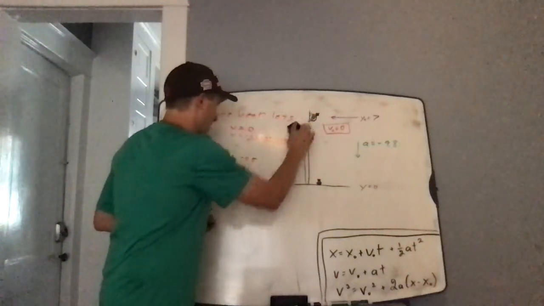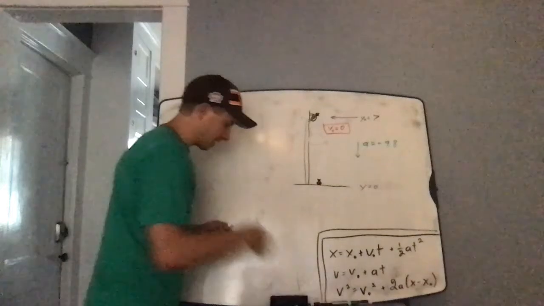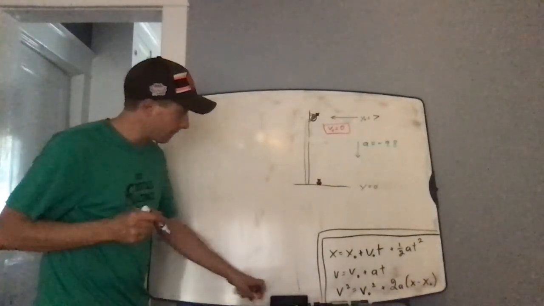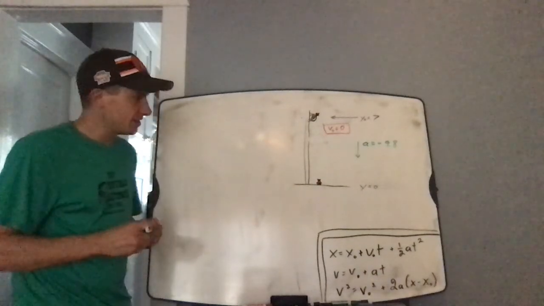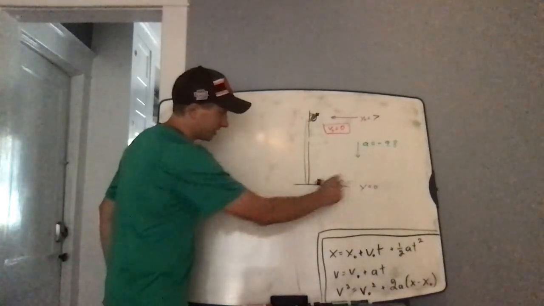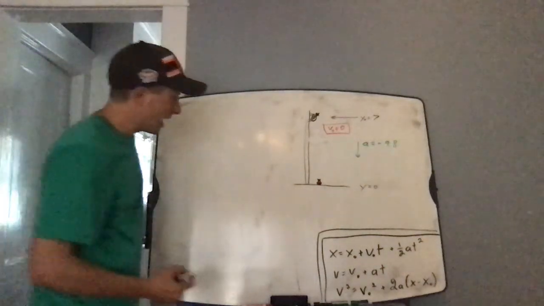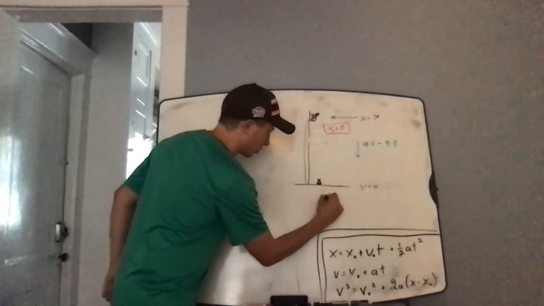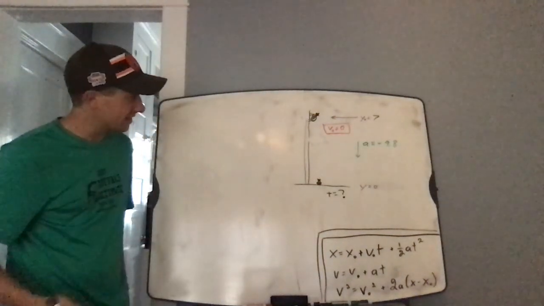Now, to continue this problem, let's look at these equations. Let's think about what the problem is asking for. We are asked, at what time does the bear land? When the bear lands, it is at a height of 0, so that means it's at its final height. At what time is this going to occur? That's one of the things we're trying to find, so I don't know what it is.